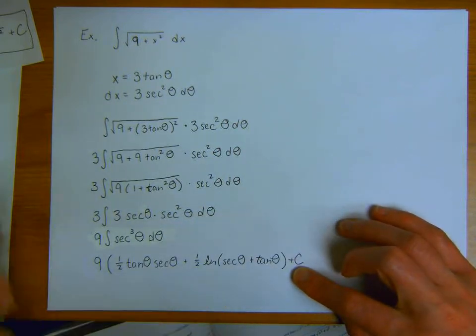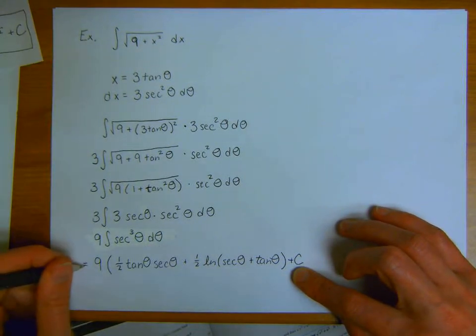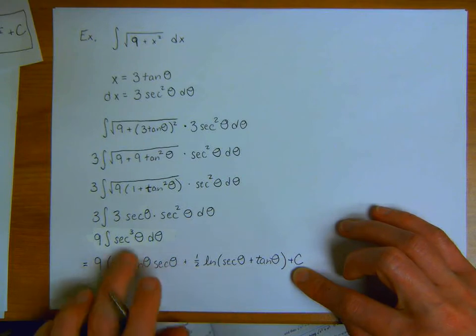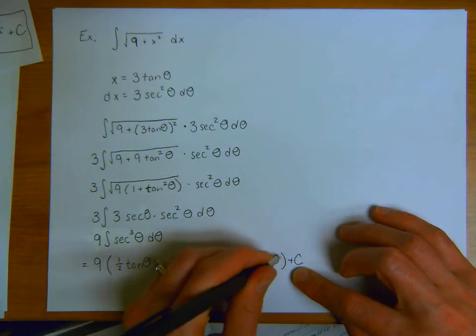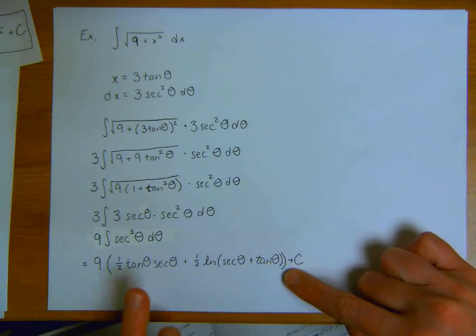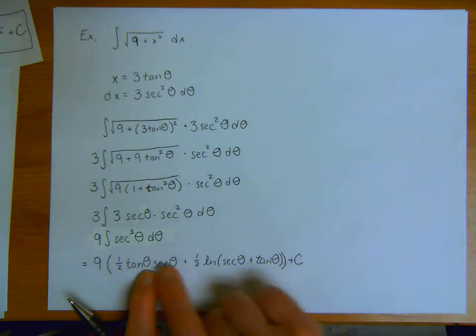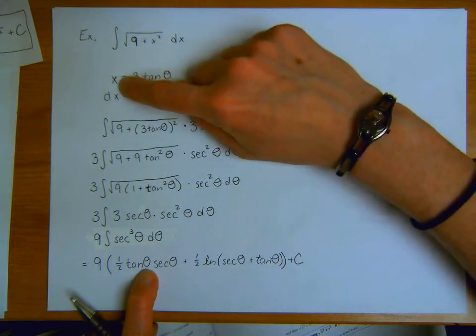Great. So we did this substitution. We were able to integrate using a table or using trig identities. But we aren't done yet. There's still the hard part. The hard part is converting these back into functions of x.